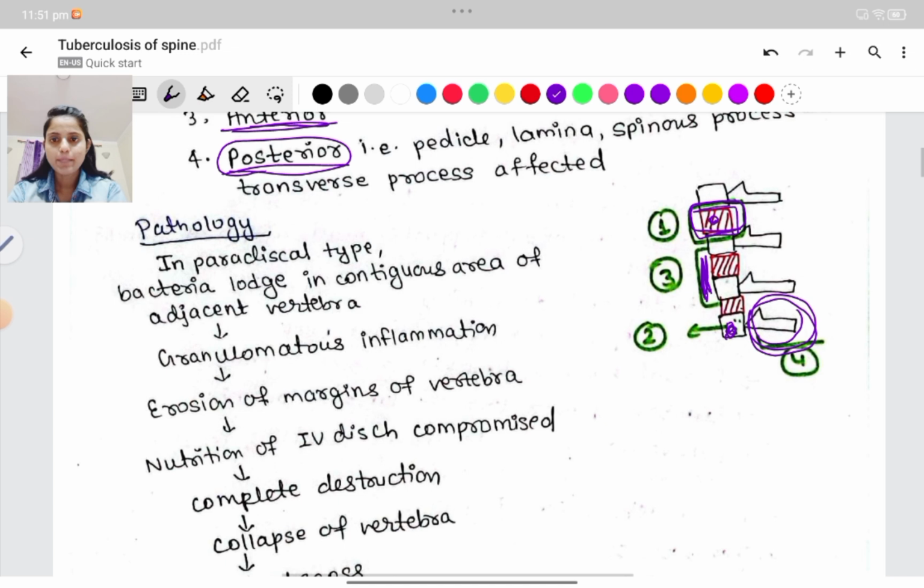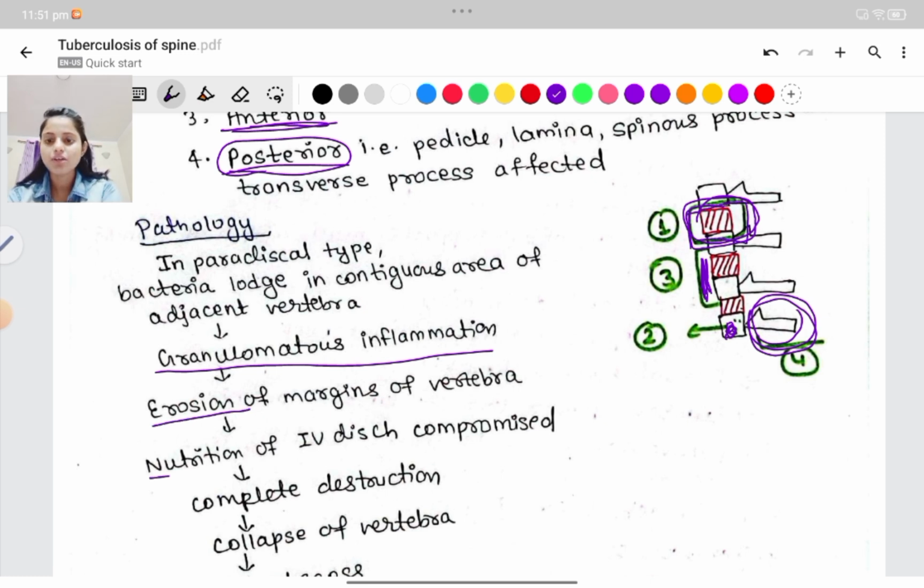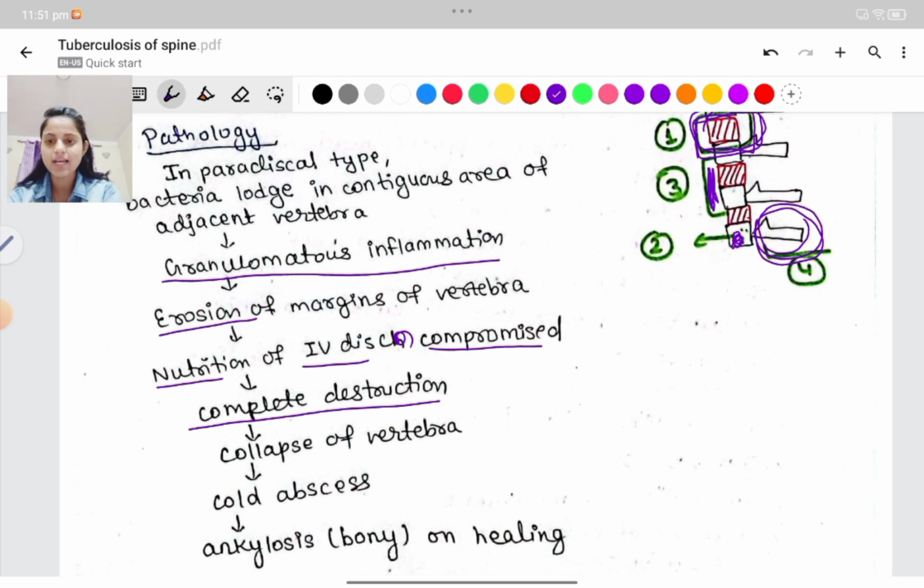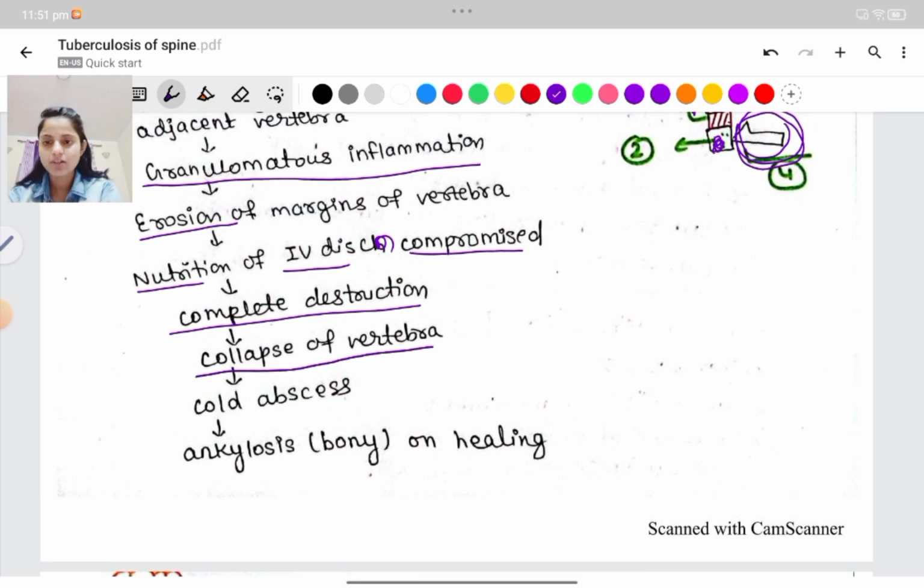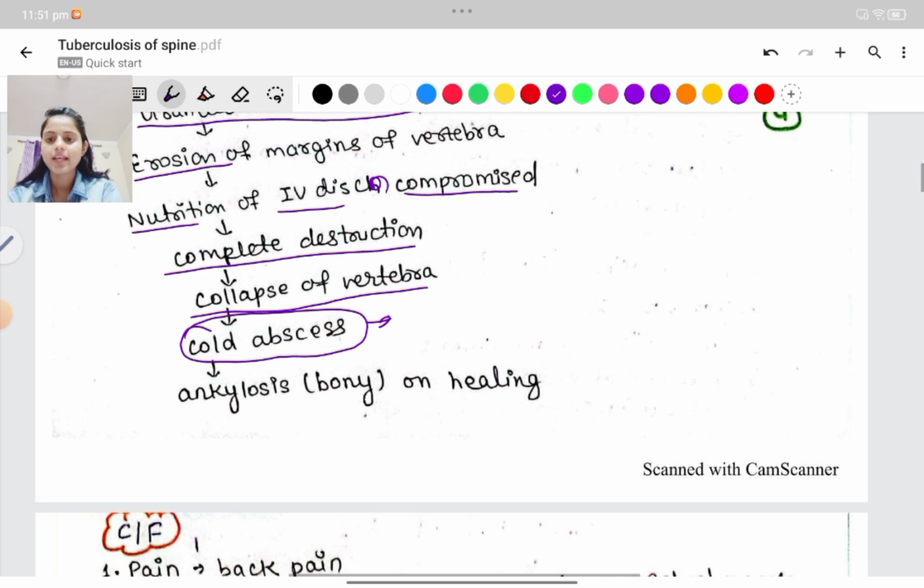On pathology, in the paradiscal type, bacteria lodge in the adjacent contiguous area of the adjacent vertebra. Then there will be granulomatous inflammation. Then there will be erosion of the margins of the vertebra, and due to erosions, nutrition of the intervertebral disc will be compromised, which leads to complete destruction of the vertebra, due to which collapse of the vertebra occurs. Then a cold abscess is formed, which is the pus and tubercular debris, and after healing, bony ankylosis is formed.